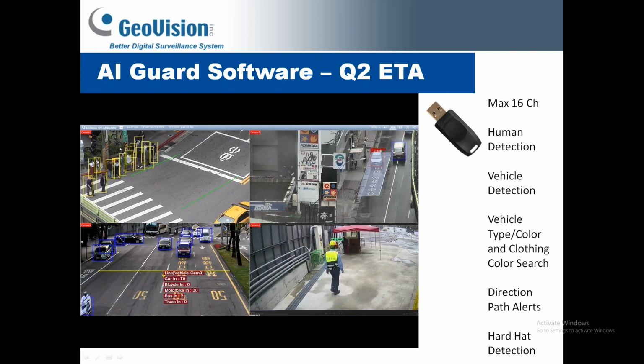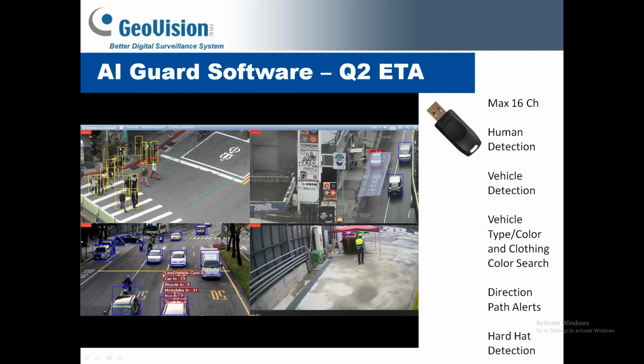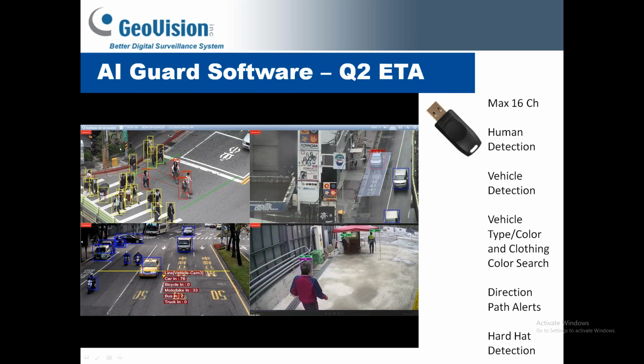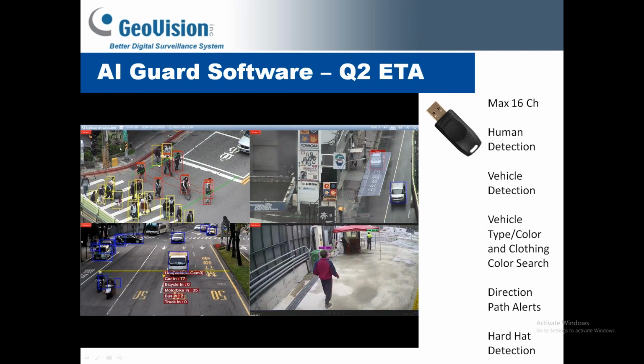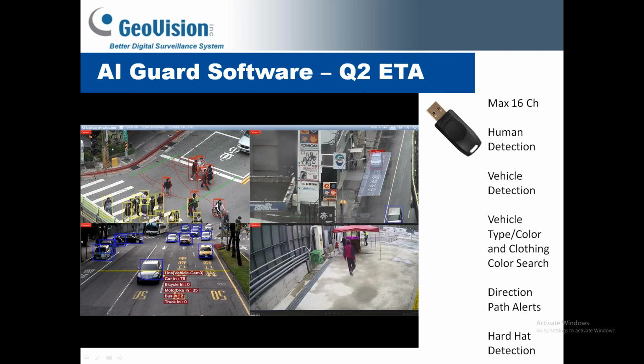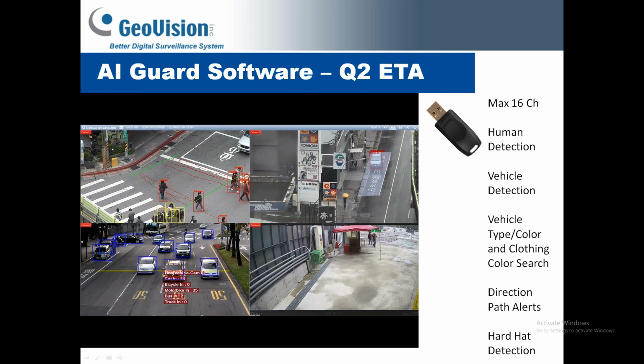I want to introduce a new software package that will be coming out in Q2. This is called AI Guard. This is a software that you would run separate from the VMS, and it's mainly meant for things like human detection, vehicle detection. As you notice there on the video on the left, you can see the bounding boxes are very accurate around both people and vehicles.